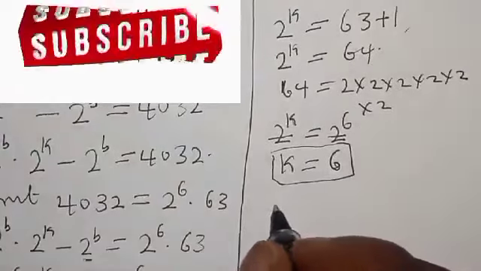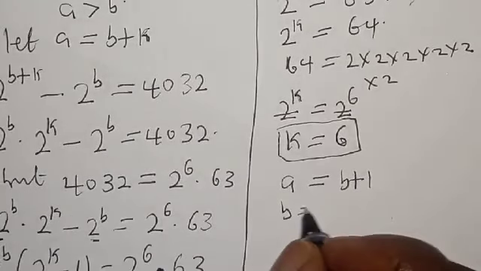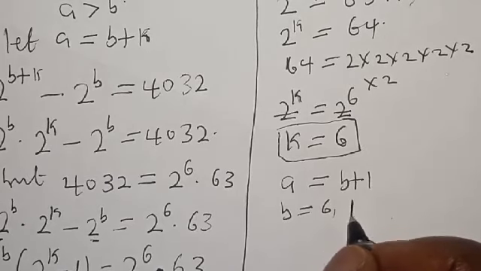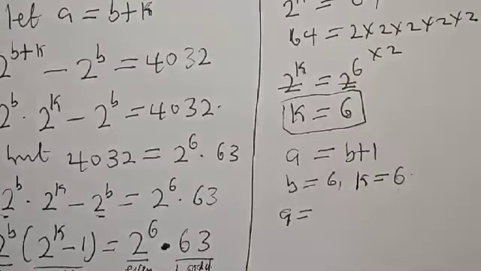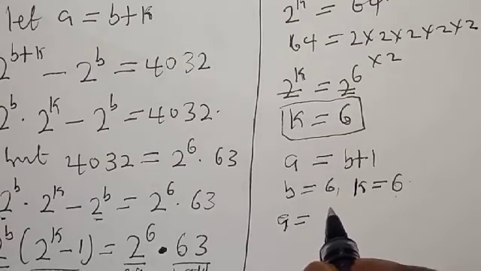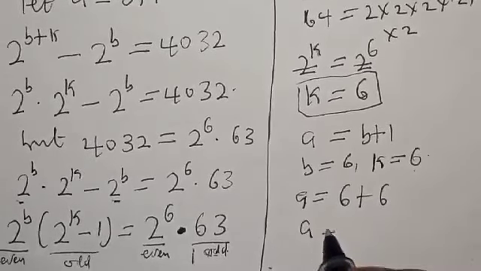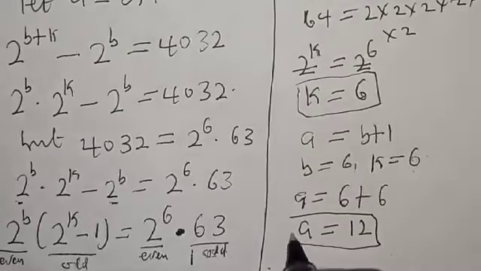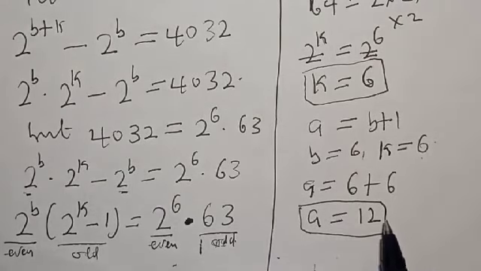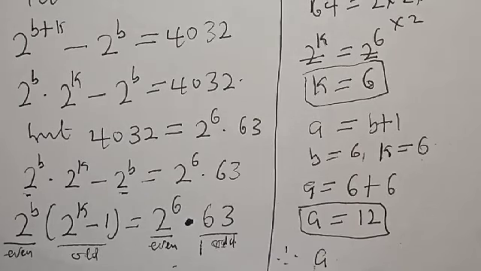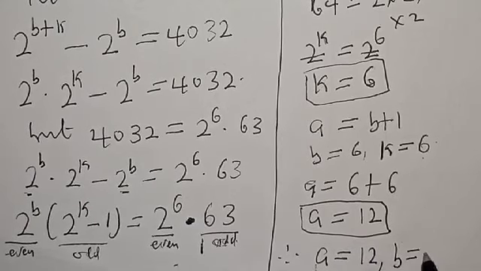Now, we said a equal to b plus k, and b equal to 6, k equal to 6. Therefore, a is now equal to 6 plus 6. Therefore, our a is equal to what? 12. We know the value of a to be 12. And the question says we should find the value of a and b, where a and b are positive integers. Therefore, our final answer is a equal to 12, while b equal to 6.